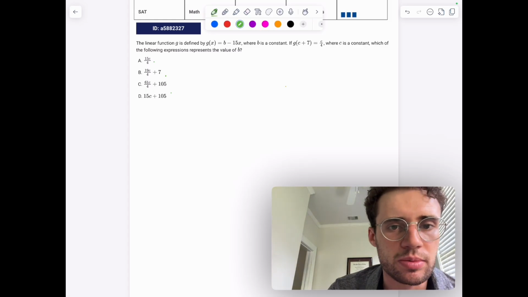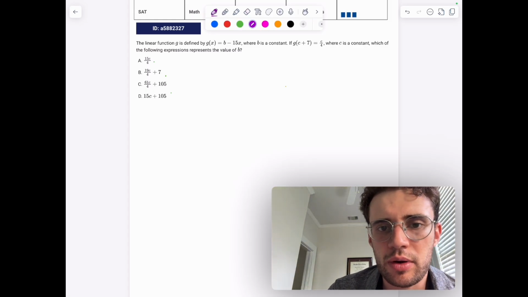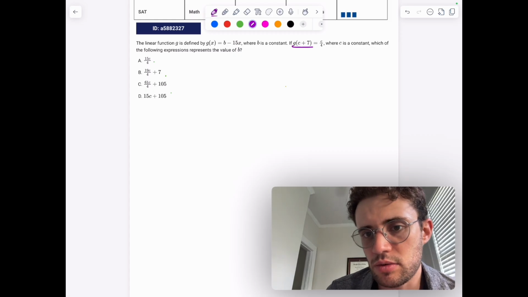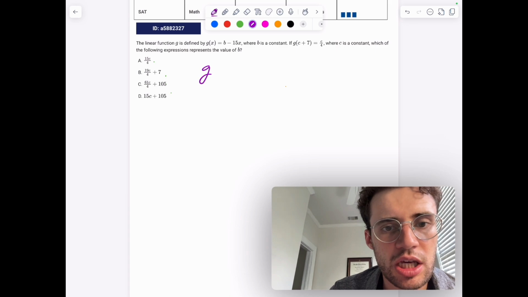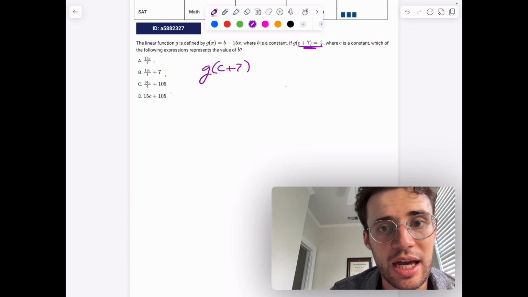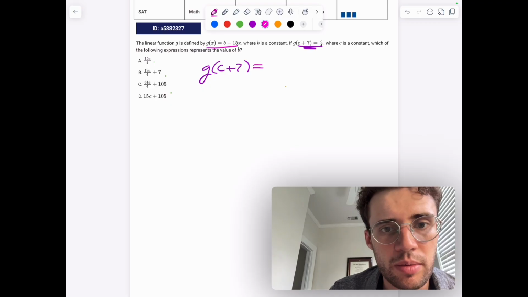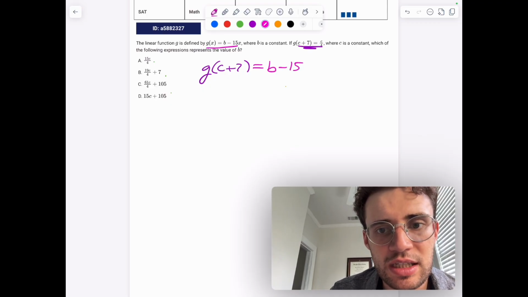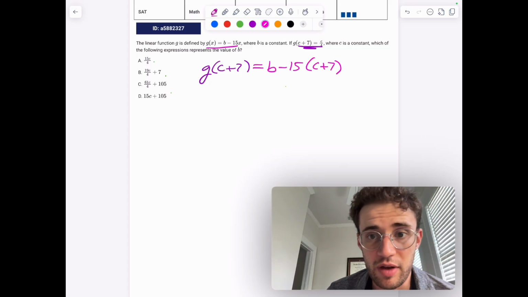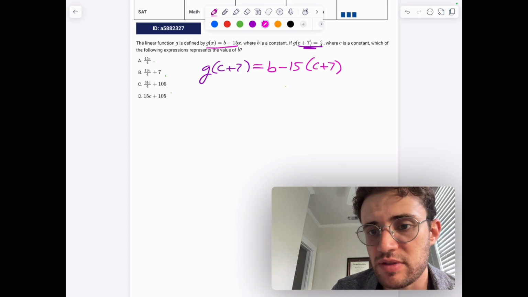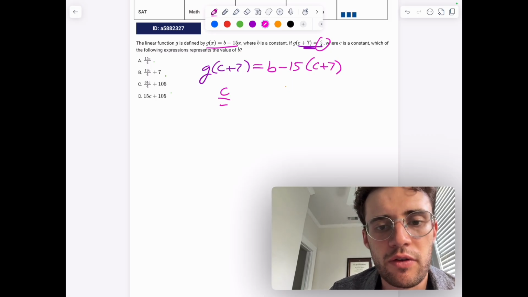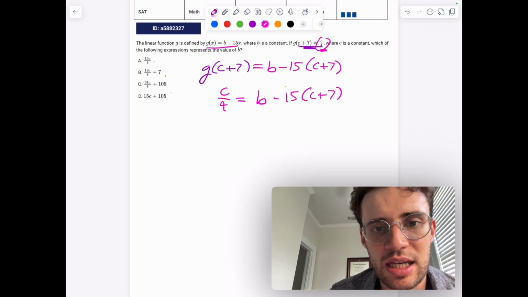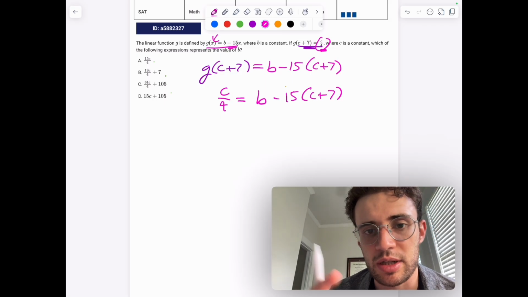But since we're trying to get it ultimately in c, instead of putting the x into this other form of the g function, I'm going to put c plus 7 into the original one. So g of c plus 7 would be equal to b minus 15 times c plus 7. We already know that b minus 15 times the quantity c plus 7 is equal to c over 4. So I can write this as c over 4 is equal to b minus 15 times c plus 7. I'm basically setting this equal to the same thing if you input c plus 7 in for x.